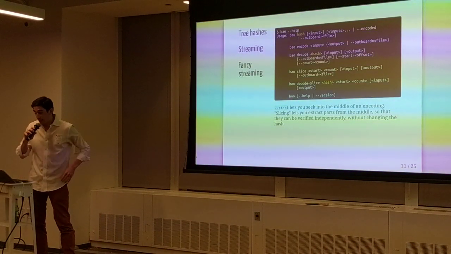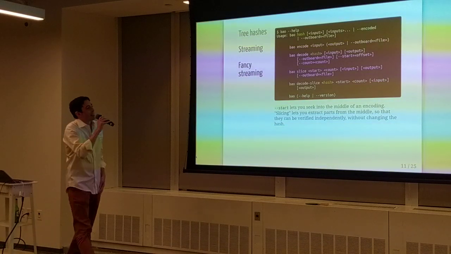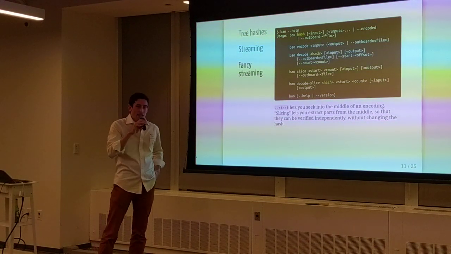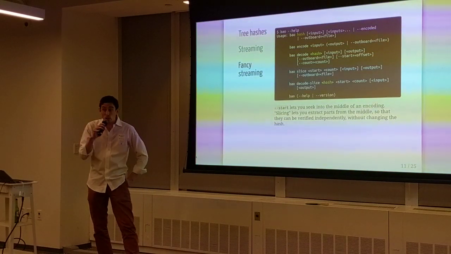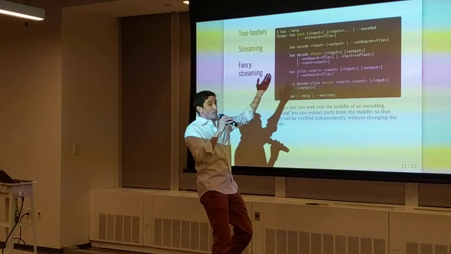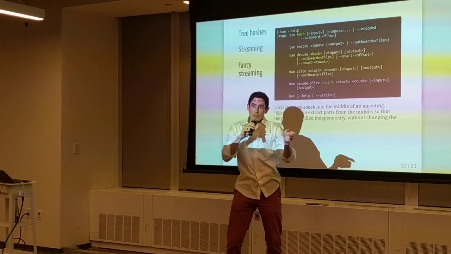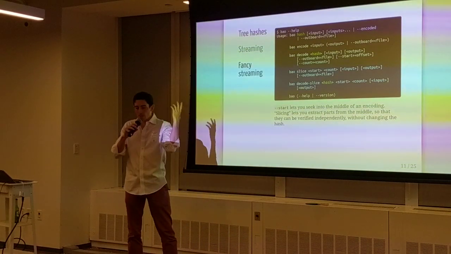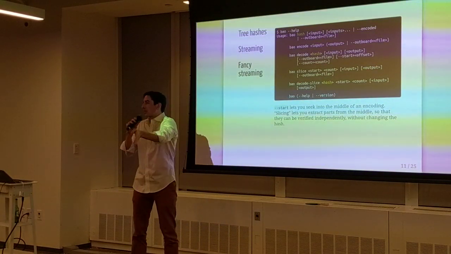Right before we get into the next demo of these streaming features, there's quite a lot we can do. If you look at the documentation, the --help, you see a bunch of commands. Encode and decode we just talked about. Decode actually takes some flags, like it can seek into the middle. We were just talking about how you draw that path down the tree. You can say, hey, start decoding from byte 1 billion or whatever.